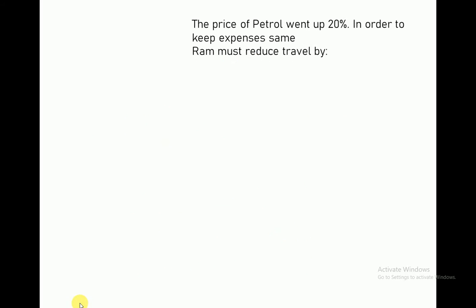So let's move on to our second sum. The second sum says the price of petrol went up by 20%. In order to keep the expenses the same, Ram must reduce his travel by what percentage? So this is another concept, and let me take a blank screen.